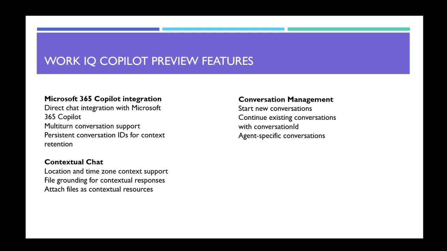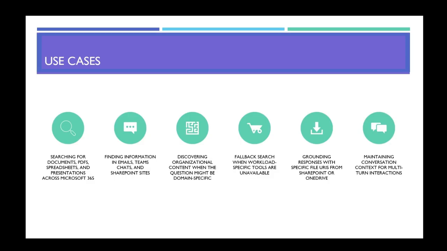The Microsoft 365 Copilot integration: it can do a direct chat integration with Microsoft 365 Copilot. It provides multi-turn conversation support and a contextual chat where you can do file grounding for contextual responses and also attach files as contextual resources. The next one is conversation management. You can continue existing conversations and also start new conversations.